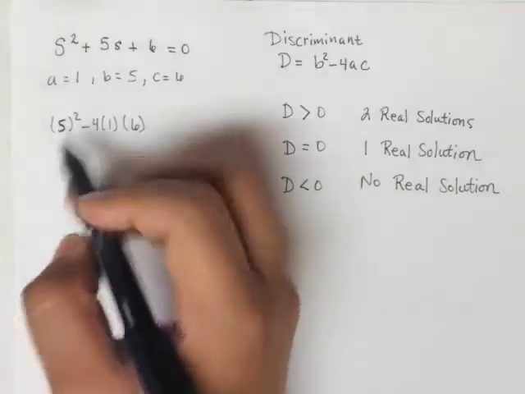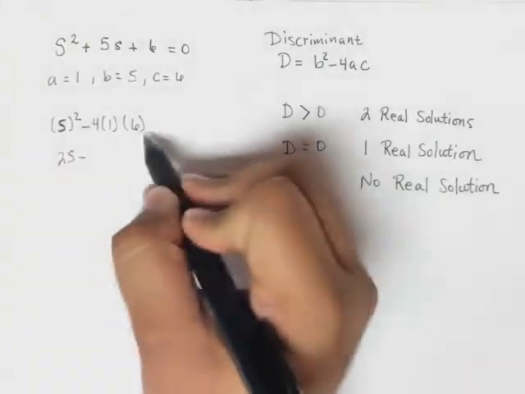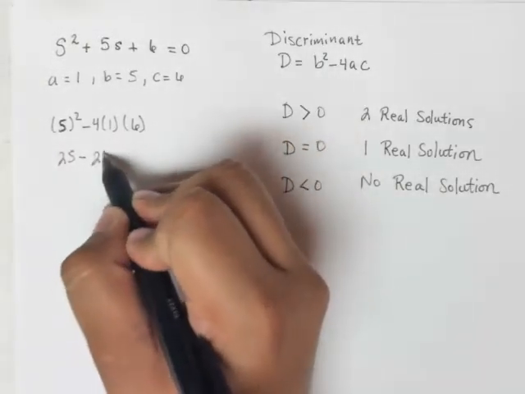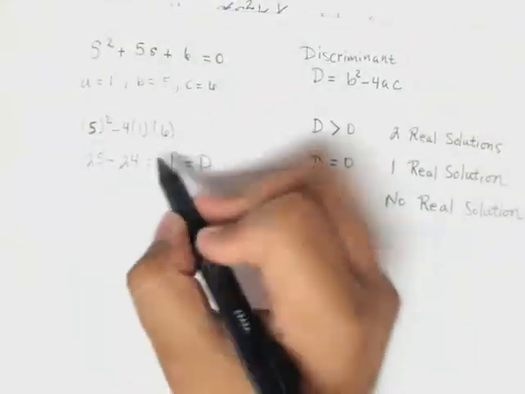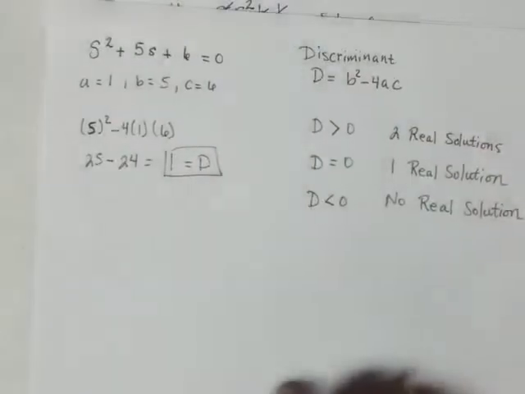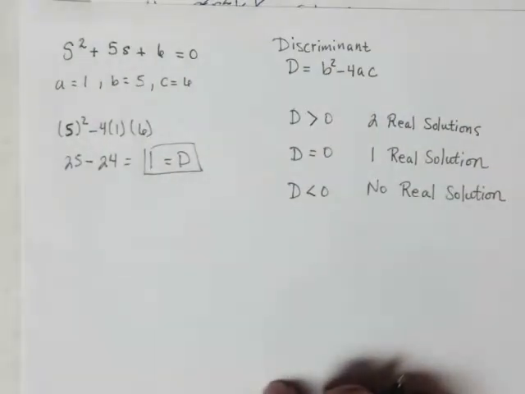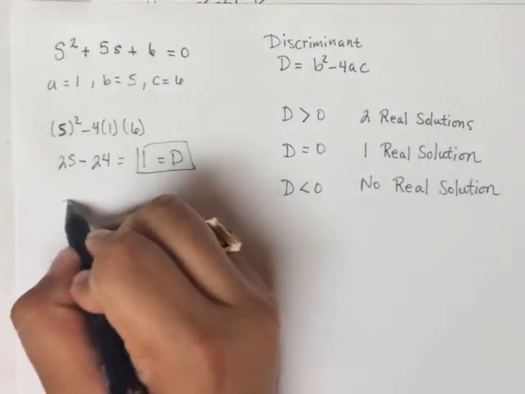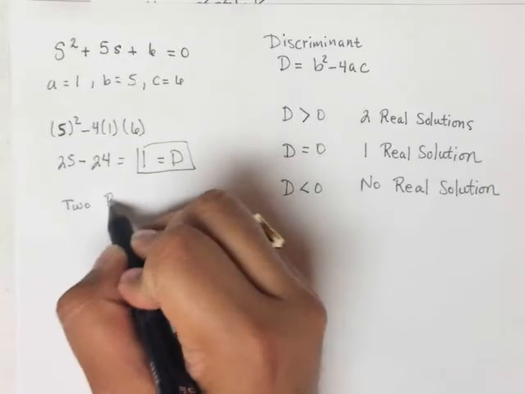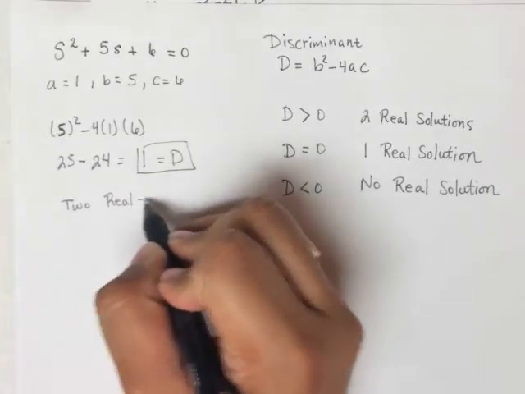So what is that? That's 25 minus 4 times 1 times 6 is 24. So our discriminant is 1. So this is our discriminant. Now what can we say about our discriminant? Well, 1 is a perfect square, so we have two real rational solutions. So I can say we have two real rational solutions.